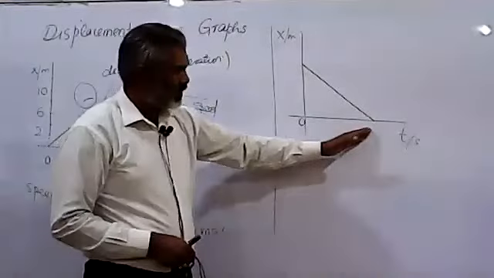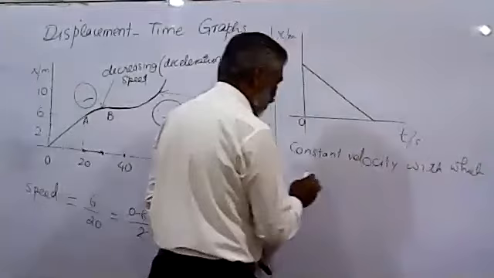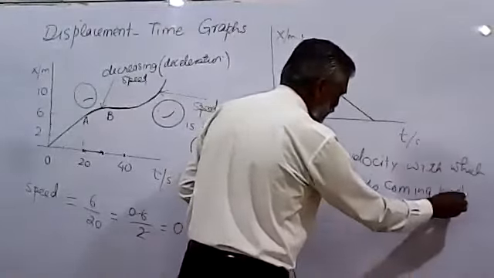And if in same intervals of time it covers equal displacement, that means this is constant velocity or speed with which the object is coming back, or returning to the initial position.